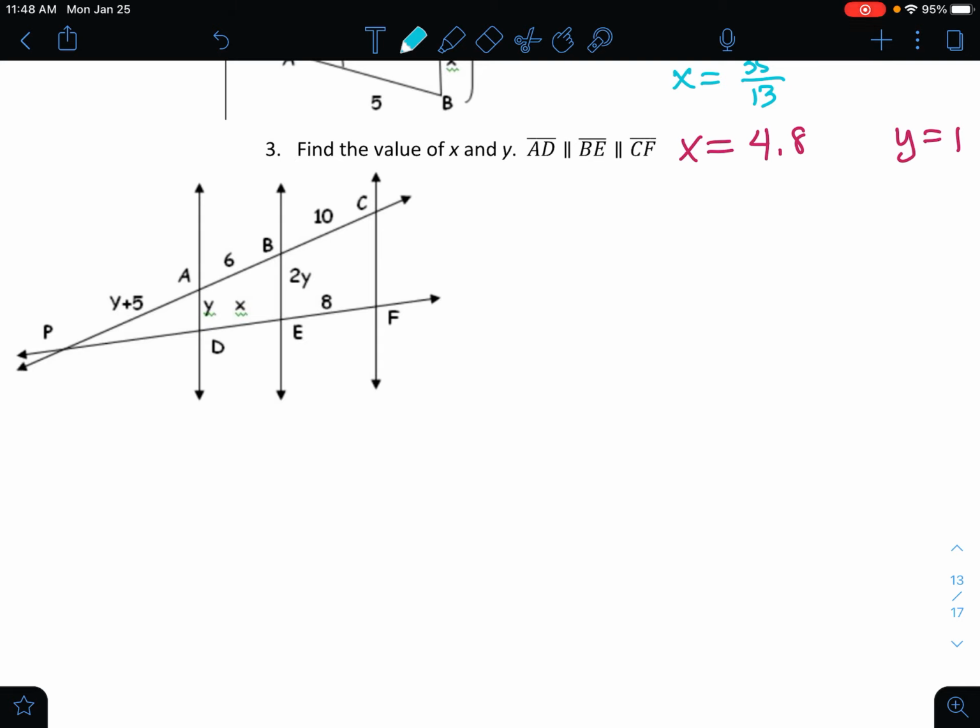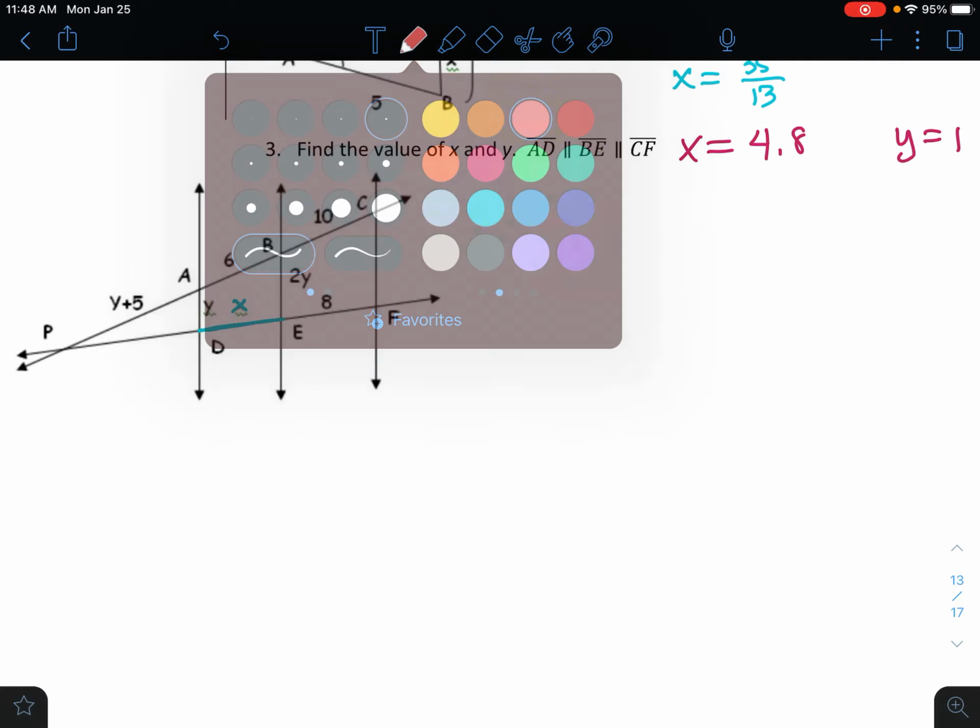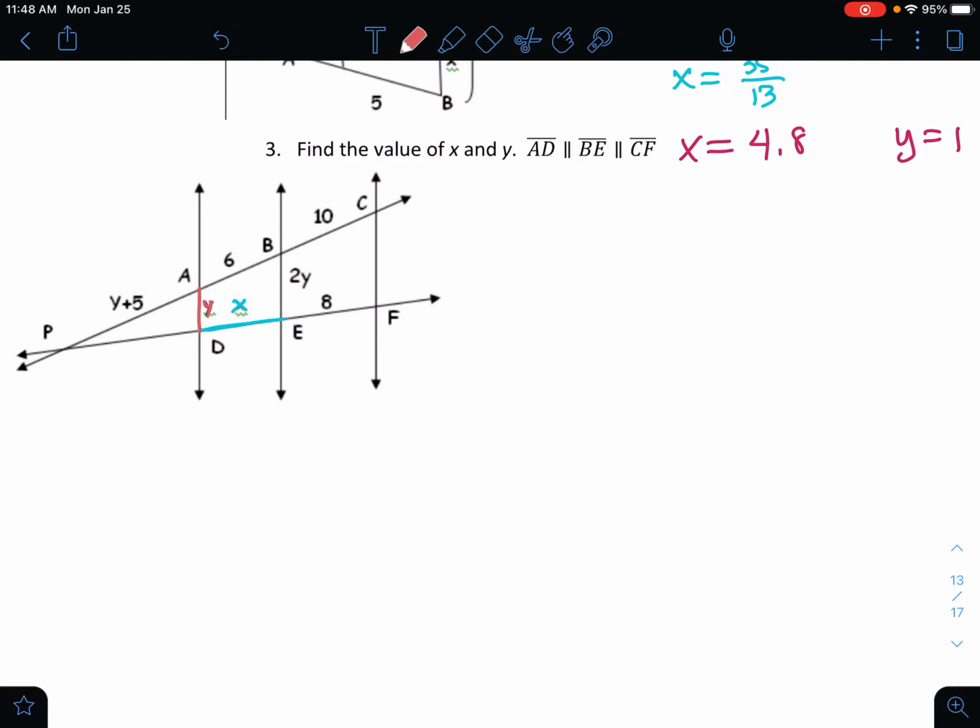All right, x and y. So this one, sorry, the picture is a little bit strange. So x goes with DE, and then y goes with AD right there. Okay, so sorry if that was a little bit misleading and hard to read.